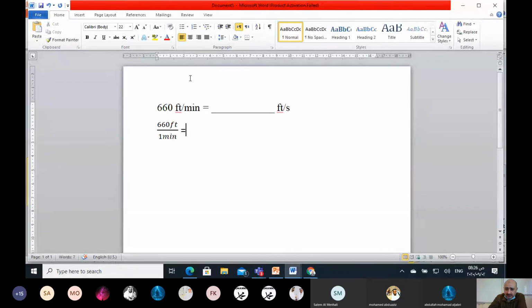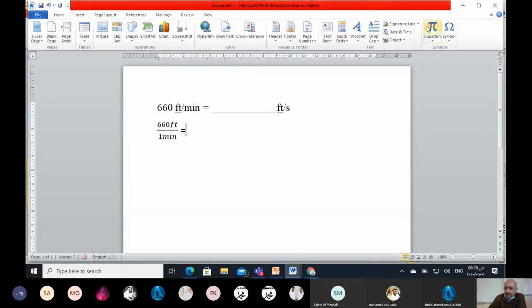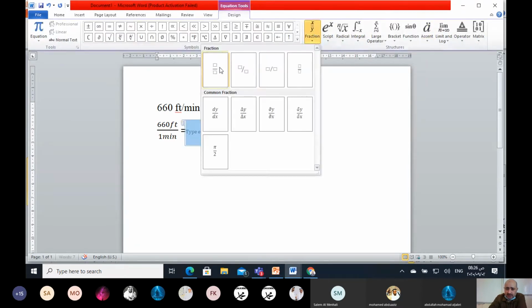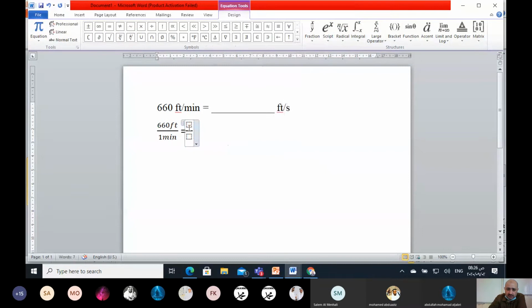Right. No change in the feet. The change is just where? Between minute and second. As you know, each 1 minute equals 60 seconds. So put here the big unit up. Each 1 minute equals 60 seconds.